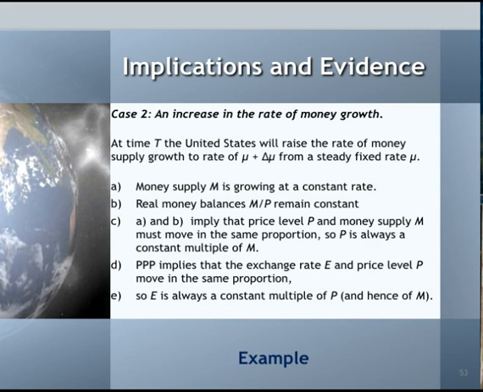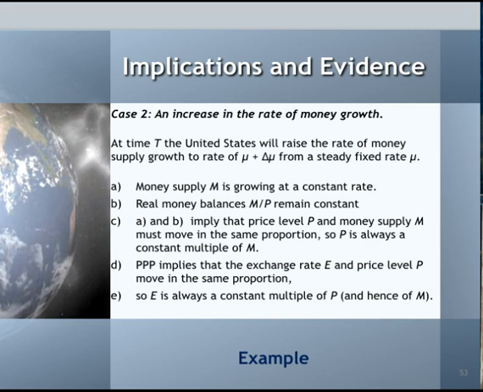The money supply M is growing at a constant rate. That means that real money balances, again, must remain constant because we're assuming that Y remains constant. So if that's true, then M over P being constant means that the price level itself has to be moving in the exact same proportion as money itself. So P is always some constant multiple of M. Now, this means that purchasing power parity implies that the exchange rate E and the price level P move in the exact same proportion. So E, the exchange rate, is always a constant multiple of the price level, and hence of M, the money supply.